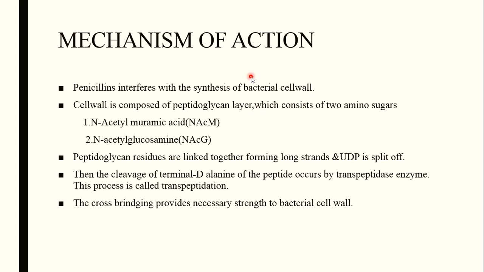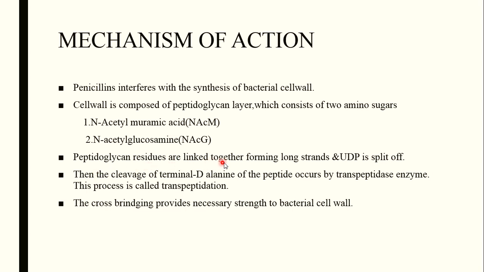There is a cell wall in the bacteria which is for the protection of bacteria. Cell wall is composed of peptidoglycan layer. This peptidoglycan layer consists of two amino sugars. The two amino sugars are N-acetylmuramic acid, N-acetylglucosamine. N-acetylmuramic acid is considered as NAM. N-acetylglucosamine is considered as NAG.